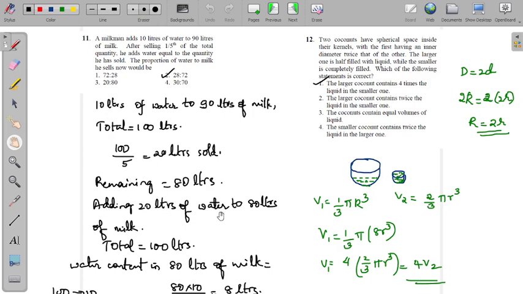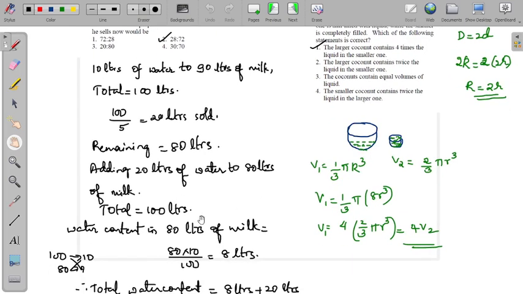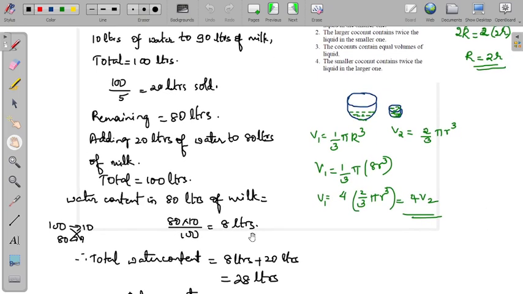So adding 20 liters of water to 80 liters of milk, in total we will have 100 liters of mixture. Now we find the water content in the 80 liters of milk. For 100 liters it is 10 liters of water. For 80, how much? After calculating, we get 8 liters. Therefore, the total water content is 8 liters plus 20 liters.